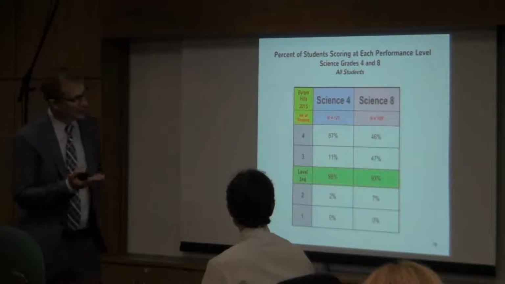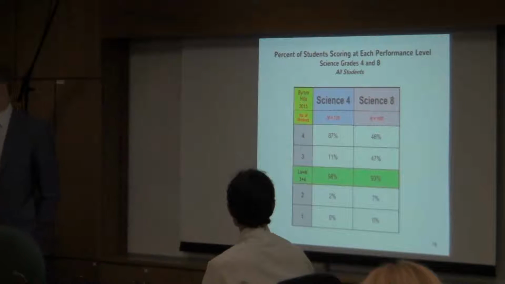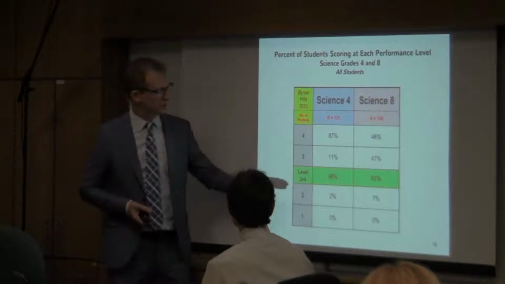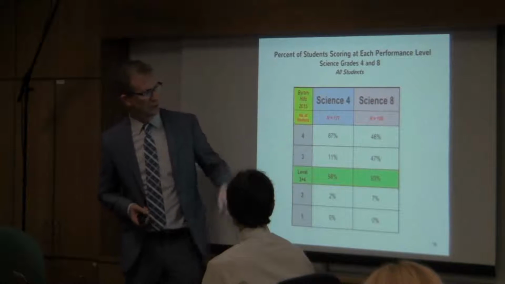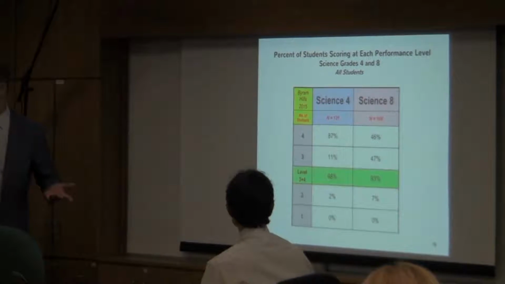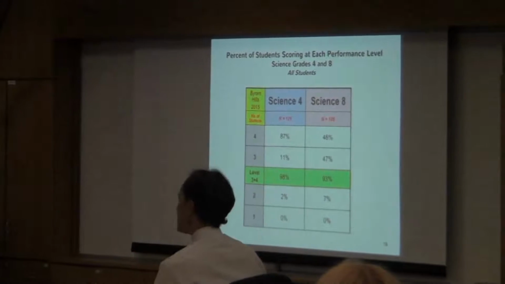I put the science here. These results are very consistent over time, so I don't do any comparison because they don't really fluctuate too much, but students reaching level 3 and 4 and the percentage of 4s remains constant. These are excellent results.